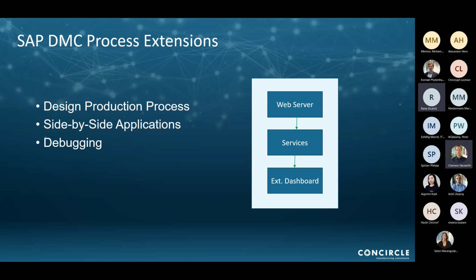And SAP DMC has offered us the Kima runtime environment. For example, Kima empowers you to develop, run, and operate cloud-native applications. In Kima, we can deploy our own services built in Node.js, for example, and expose them to be used by the DMC in the production process design tool.